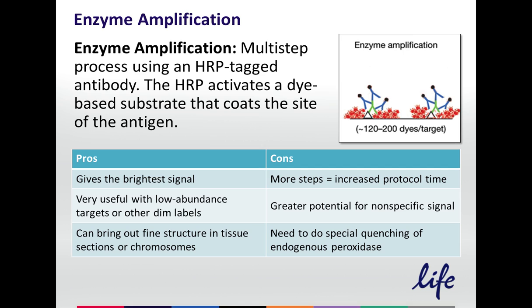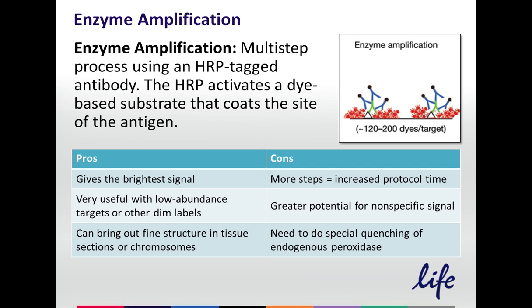With TSA amplification, you'll get about 120 to 200 dyes per target. So that's a very bright signal. This is the brightest option for labeling with an amplification technique in fluorescence. Very useful for the most low abundant targets. And this has even been used for chromosome detection, targets on chromosomes. It can bring out fine structure in tissue sections or chromosomes.